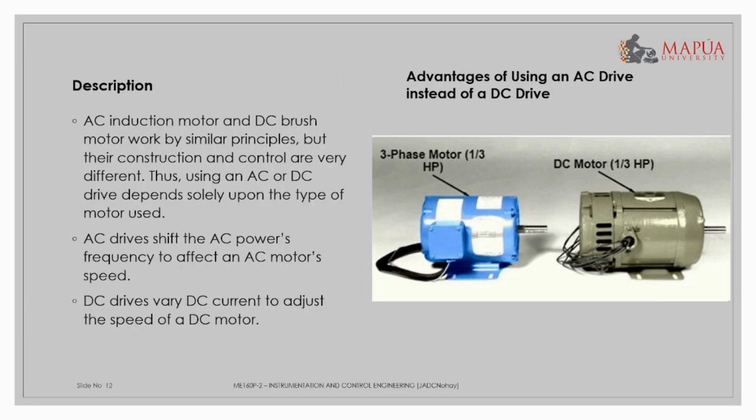Advantage of using an AC drive instead of a DC drive. An AC induction motor and a DC brush motor work by similar principles, but their construction and control are very different. Using an AC or DC drive depends solely upon the type of motor used. AC drives shift the AC power's frequency to affect an AC motor's speed. DC drives vary the DC current to adjust the speed of the DC motor.